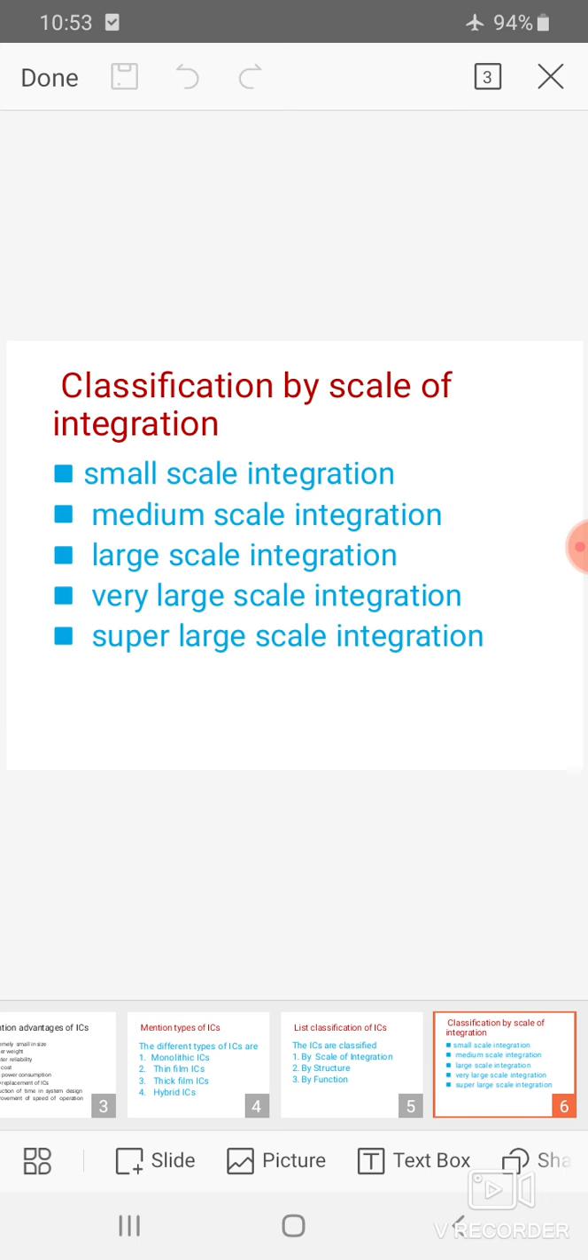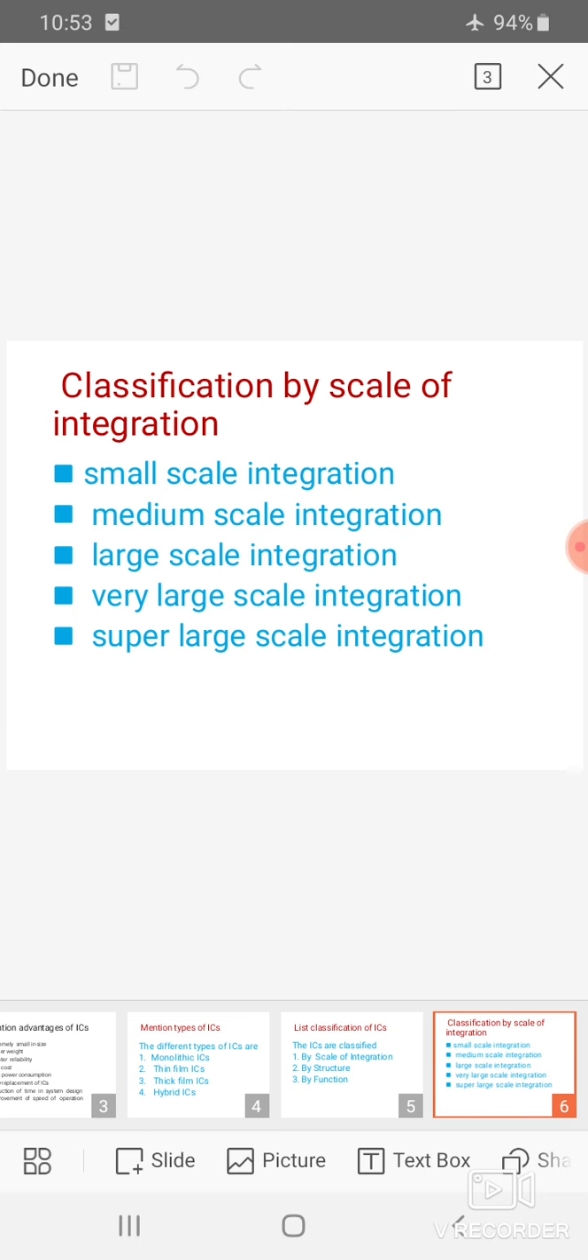There are 5 classifications: small scale integration, medium scale integration, large scale integration, very large scale integration, and super large scale integration. Small scale integration is nothing but the ICs which are etched with 0 to 10 components in a single chip. Those ICs are small scale integration ICs.